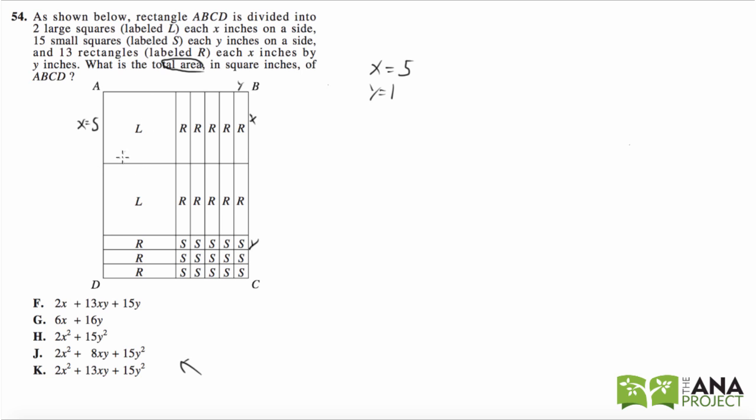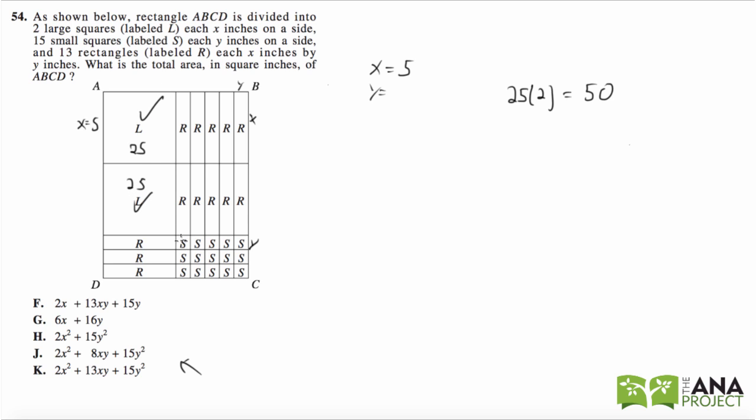So this whole rectangle consists of two squares labeled L. So if L has a side of 5, that means 5 times 5 will be 25. So this will have an area of 25. Just put it up here, 25. And this will have an area of 25. So 25 times 2 is 50.